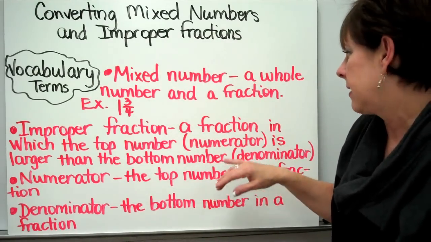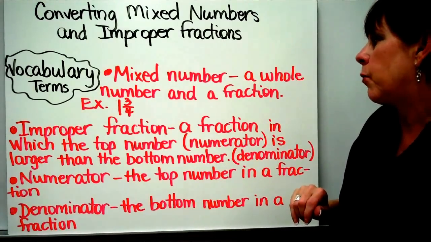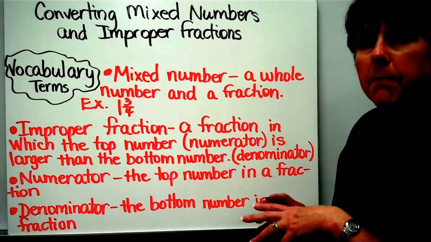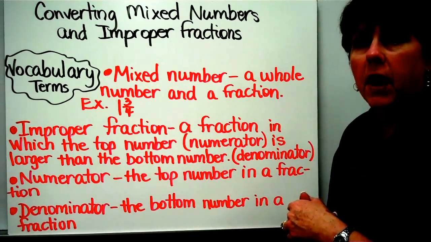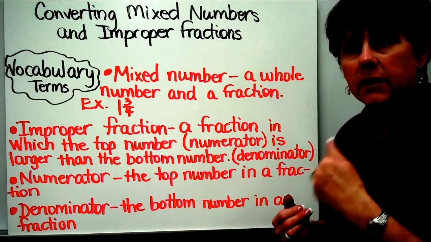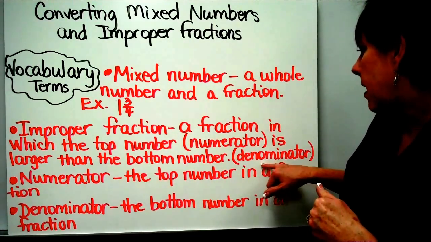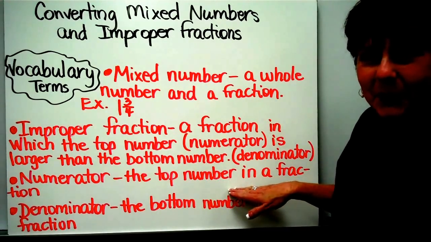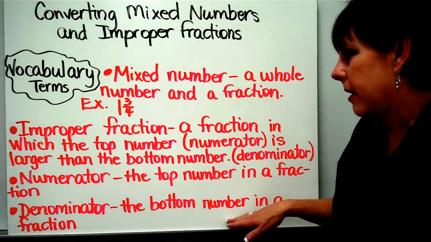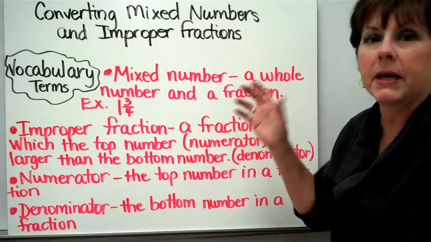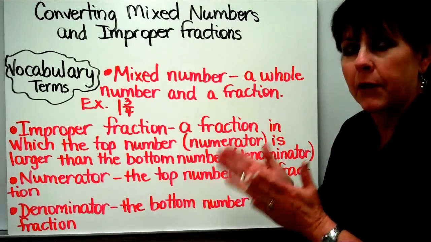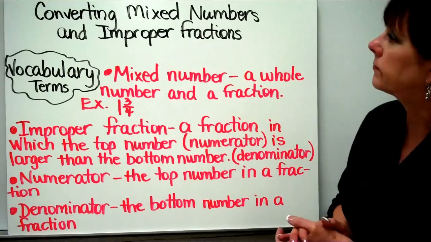We talked about that. This is a fraction in which the top number or the numerator is larger than the bottom number. Typically in a fraction, the top number is smaller than the bottom number. And the bottom number is called the denominator. The numerator is the top number. The denominator is the bottom number. I put these here because I do want you to learn what they are, how they're pronounced and how they're used.